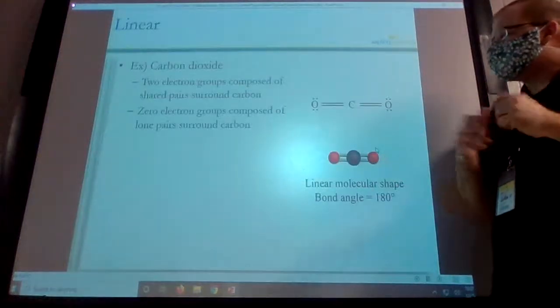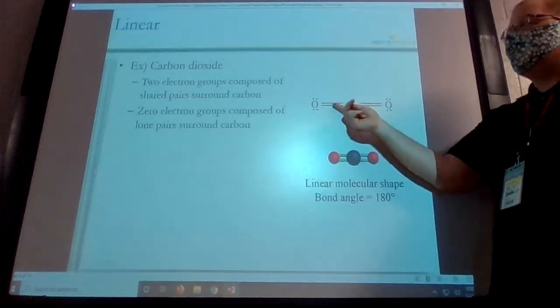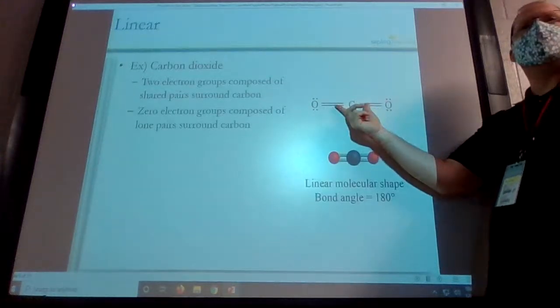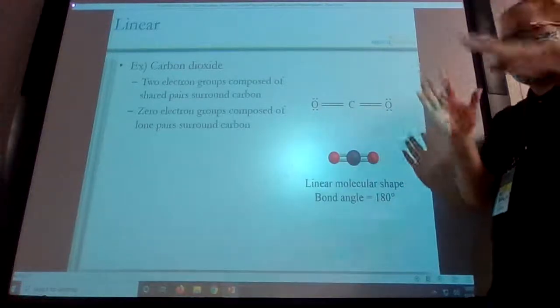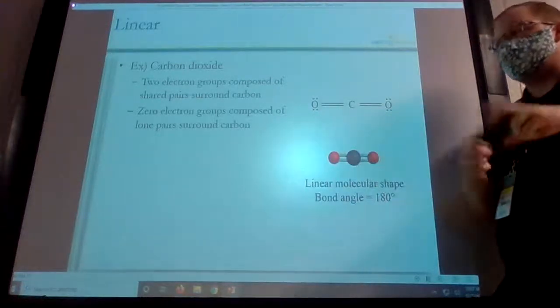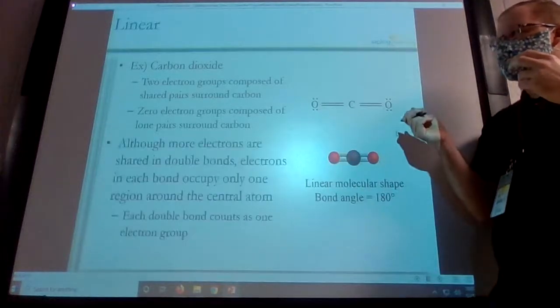Now, same thing if they're double bonds. Now they show you double bonds with carbon. I have 2 sets of double bonds on either side with no extra electrons in the center, so it's not bent in any way. It's just a 180 degrees regular linear molecule.